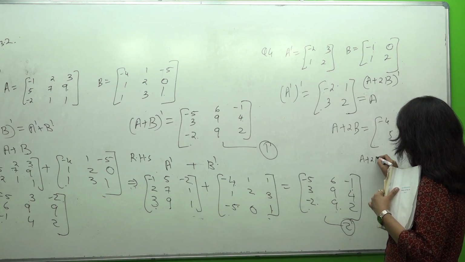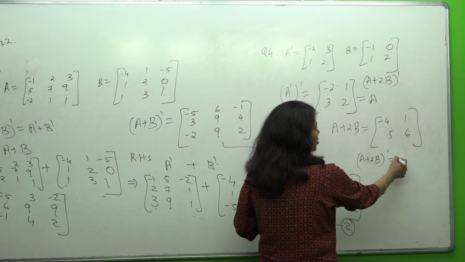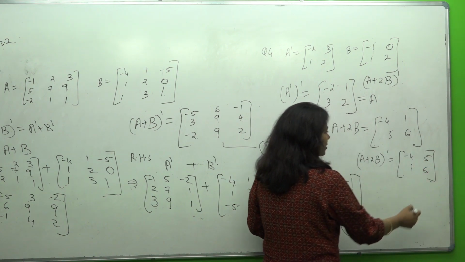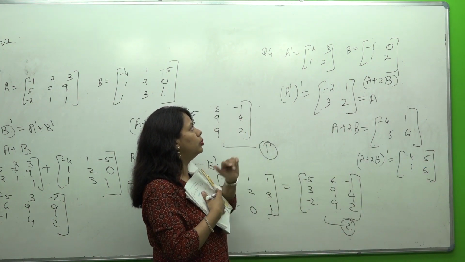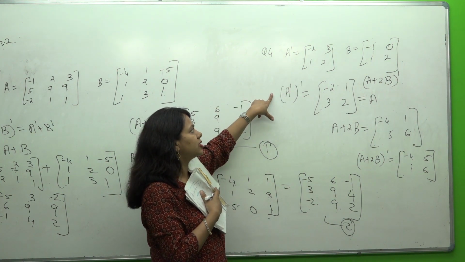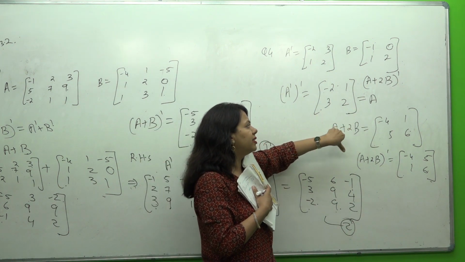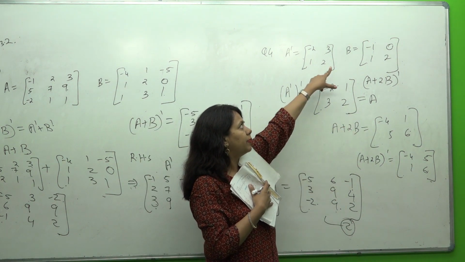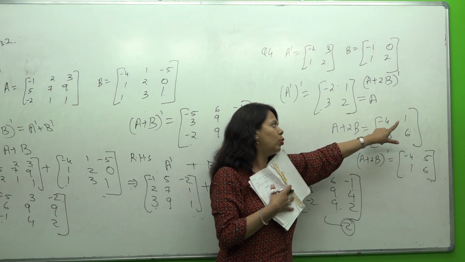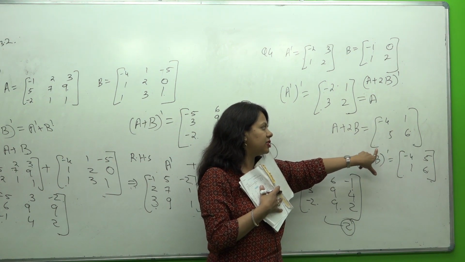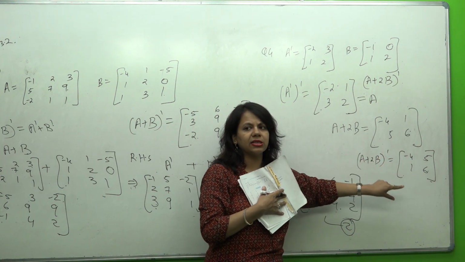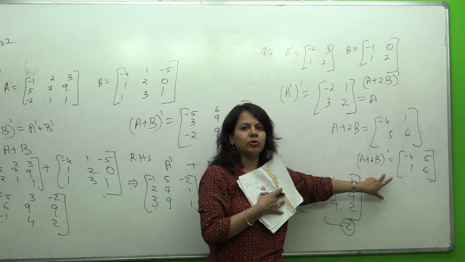Now I'll perform (A plus 2B) whole dash. So this would give me minus 4, 5, 1 and 6. So please do remember, here I had to do A dash whole dash. If you would have directly used it, it would have gone wrong. So first I did A dash whole dash. I got A. Then I did A plus 2B. So I multiplied the B matrix with 2. I got A plus 2B as minus 4, 1, 5 and 6. And then I transposed the entire matrix. So what do I get? Minus 4, 5, 1 and 6. So that gives me my required answer.